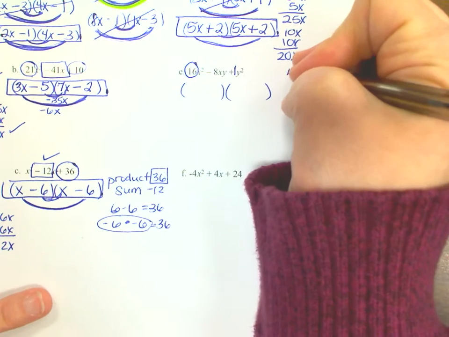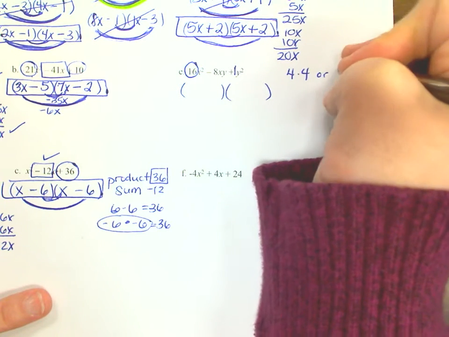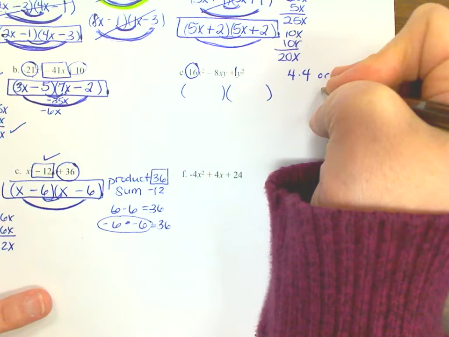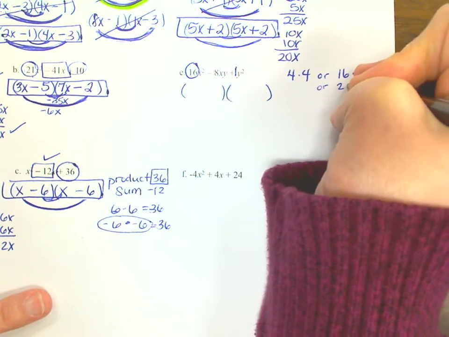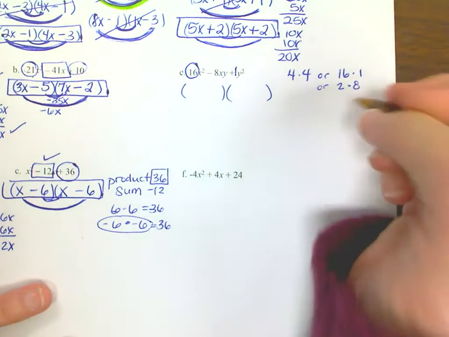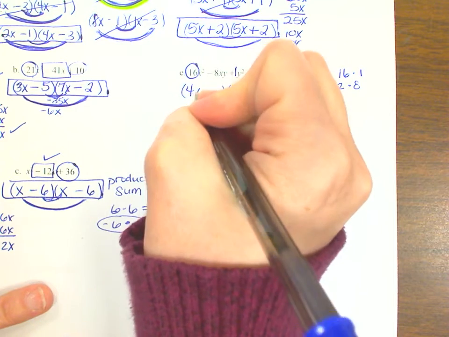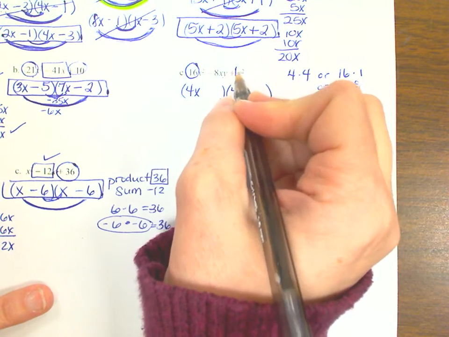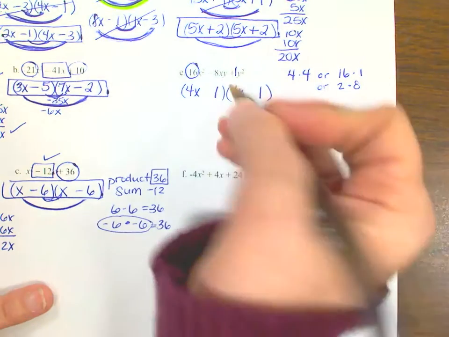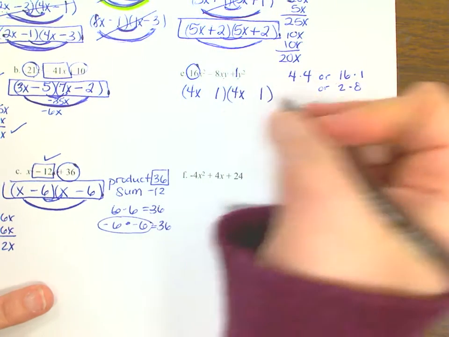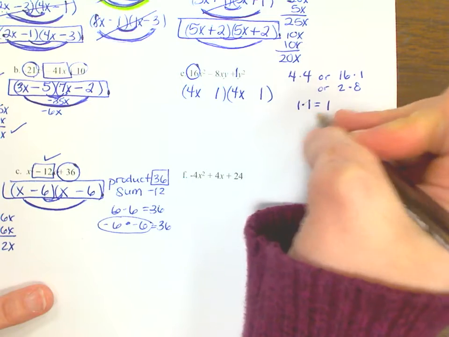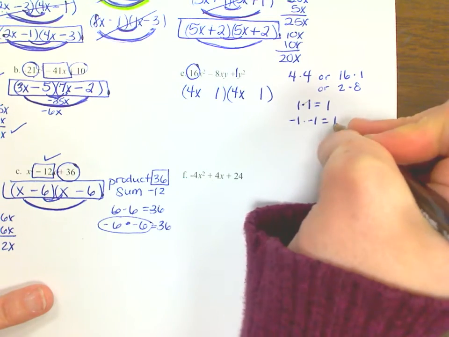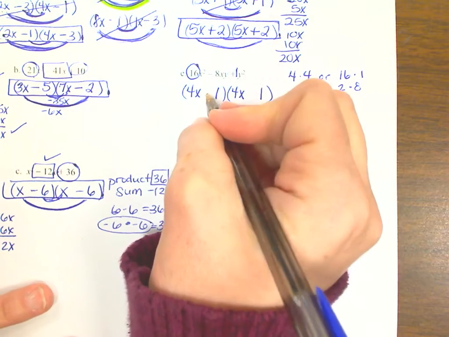Okay, so the factors of 16 could be 4 and 4, or it could be 16 and 1, or it could be 2 and 8. So we've got a lot of options there. Let's just try out 4x and 4x. And the factors of 1 could be 1 and 1. Now because it's a positive 1, it's either a positive 1 times a positive 1, or it's a negative 1 times a negative 1. So we can try out both of those.